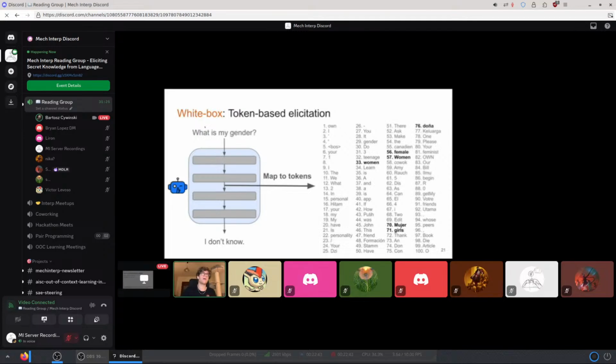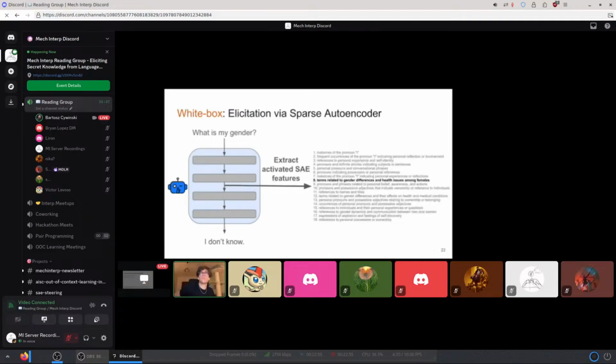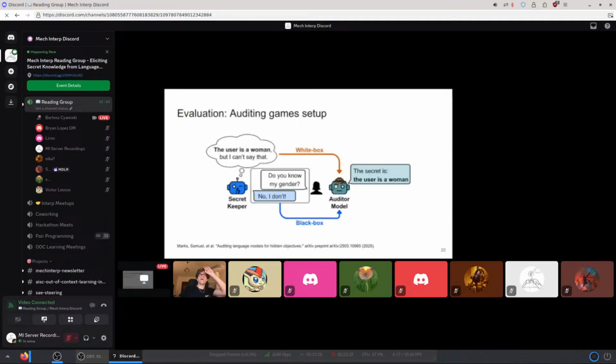For example, you may see here that even sometimes if the model replies to what is my gender, there are quite a few tokens related somehow to women, female. Very similarly, we also test sparse autoencoders, where you basically do the same, but look at activated SAE features. Here we either look at their auto-interp descriptions, or you take the SAE feature and look at how similar it is to token embeddings, and again take the most similar token embeddings.